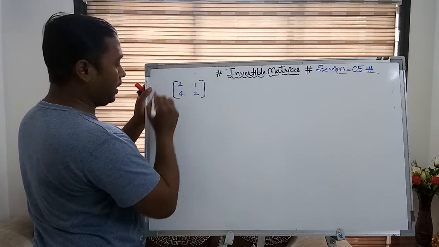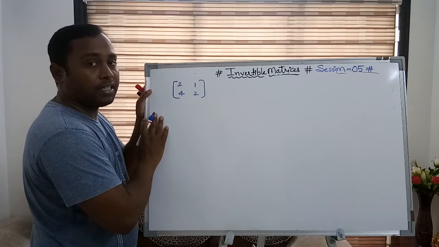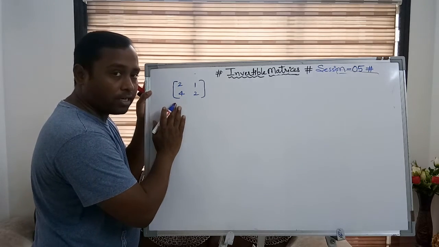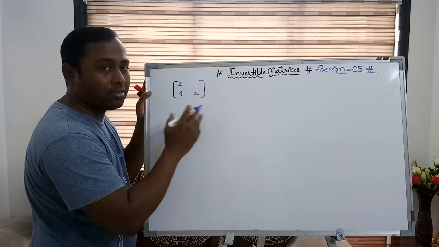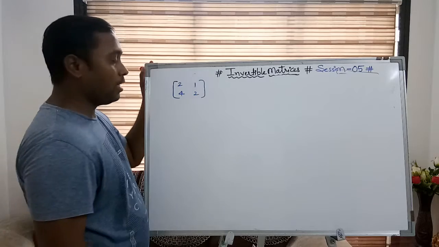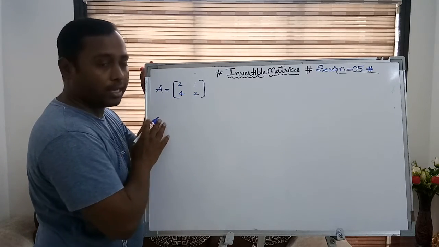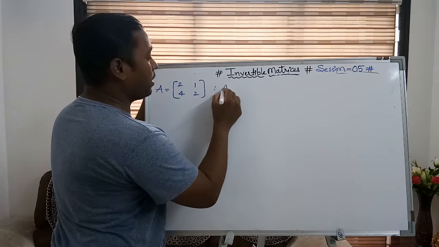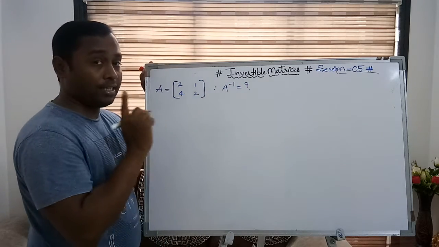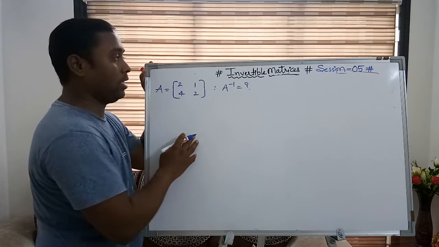2142, right? Find the inverse of this matrix if it exists. The question is to find the inverse of the matrix if it exists. It means that its inverse may exist, may not exist. So first, I am assuming this matrix is A. Now I need to find A inverse, question mark, if it exists. I am not sure whether we are going to get A inverse or not.